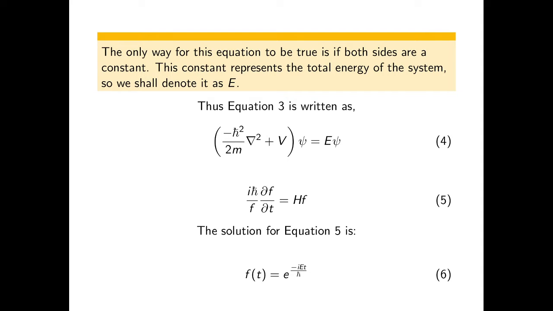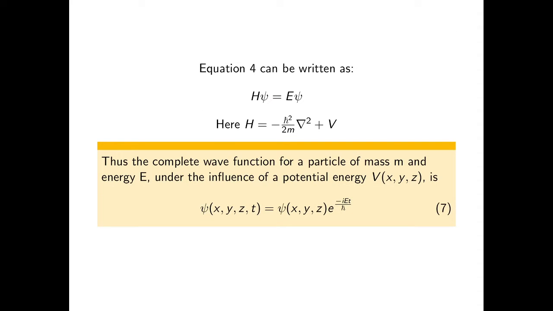Okay, so continuing onwards, we have on the right-hand side i h-cross by f dou f by dou t, which is equal to E f. Now the solution for the fifth equation is very simple. It's just f of t is equal to e to the power minus i E t by h-cross. And next slide.